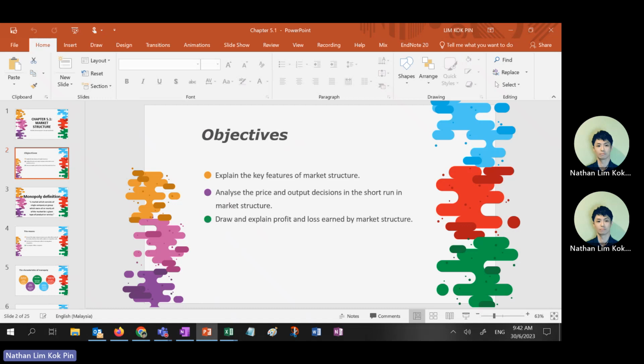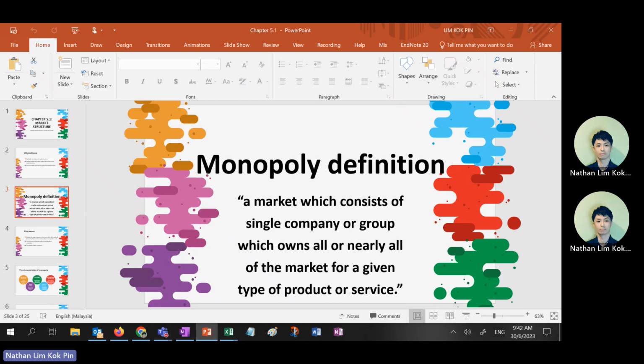So same thing, the objectives. By the end of this subtopic, you're going to know the key features of the market structure for monopoly. You need to know the short run diagrams, and you need to analyze them. So the monopoly definition is a market that only has one company. Very simple, a single company or group. A group means that this group is from the same founder, same boss, but has many companies, like Sunway Group, which has like 13 companies. If Sunway Group owns the entire market in that industry, it means that they are a monopoly.